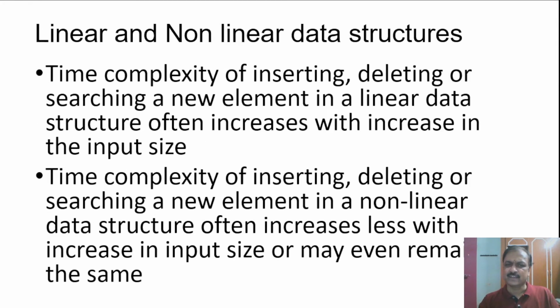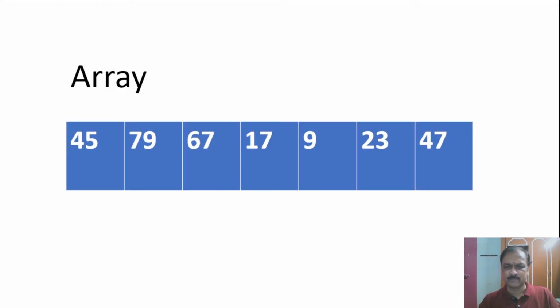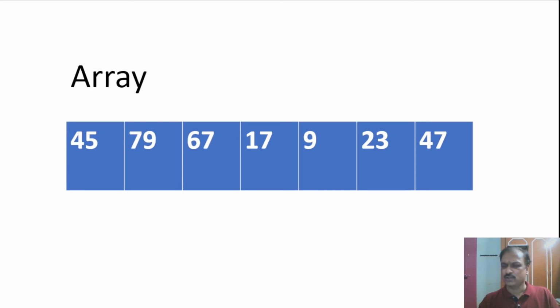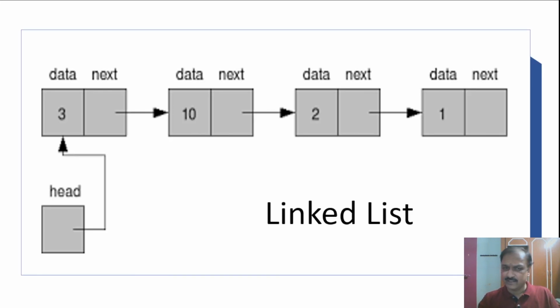The other thing is that the time complexity of insertion or searching for an element in a data structure often increases with increase in input size, whereas for a non-linear data structure, it doesn't increase as much. If you are aware of this, then we can think about different ways of solving problems using data structures. The other subtle thing, which I mentioned and which is also significant: in an array, the elements are stored in sequence and can be accessed in sequence, but in a linked list, the elements can be accessed in sequence even though they are not stored in sequence.